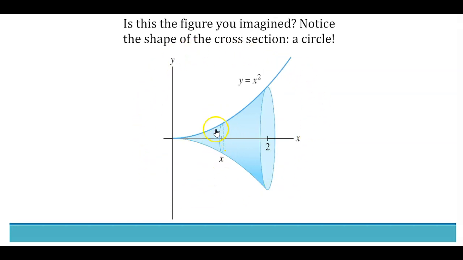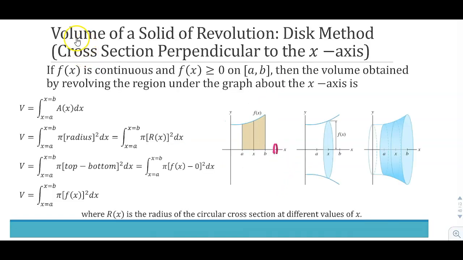Notice that the shape of the cross-section is a circle. So here at this x value, we can see that a cross-section would be a perfect circle, and notice that its radius, r, would extend from the x-axis to the function y equals x squared. Let's go ahead and generalize this. Volume of a solid of revolution, the disk method, cross-sections perpendicular to the x-axis.